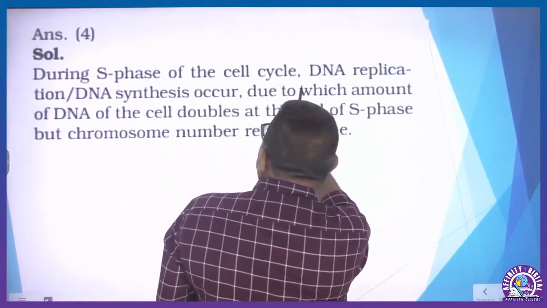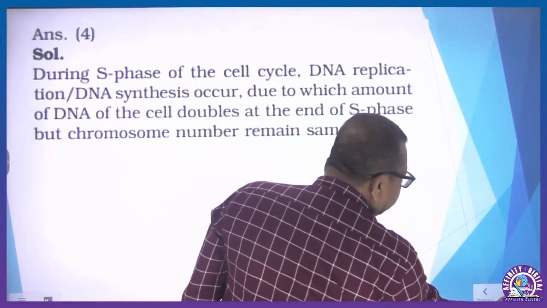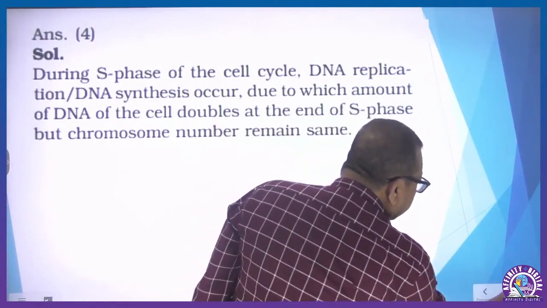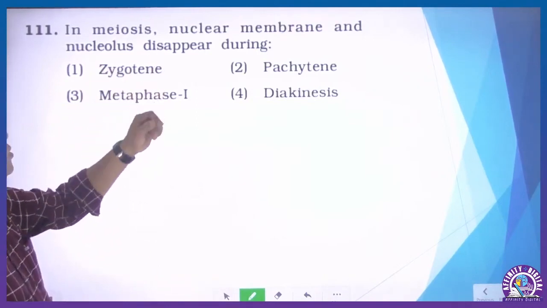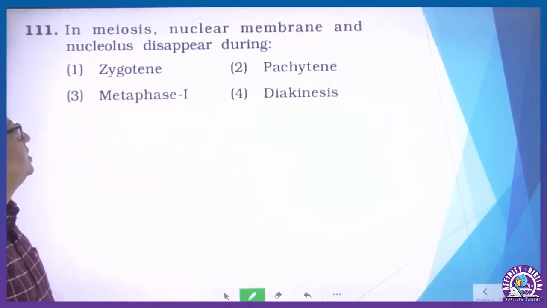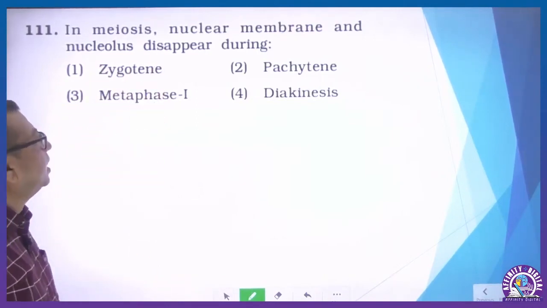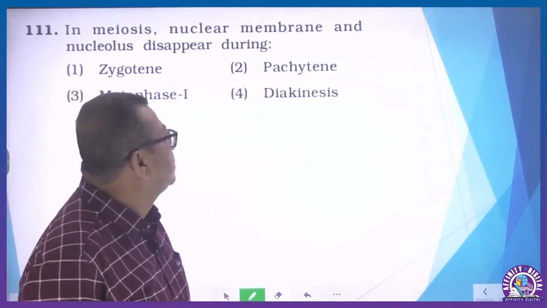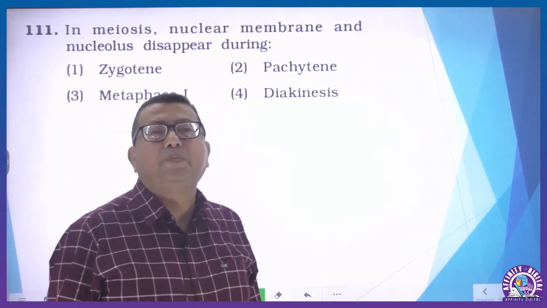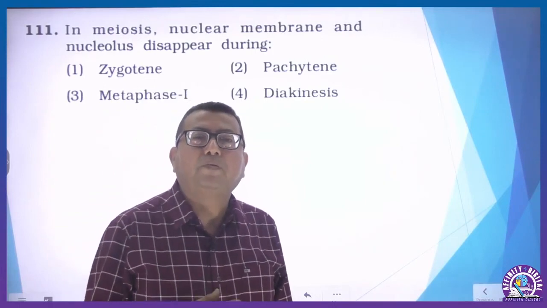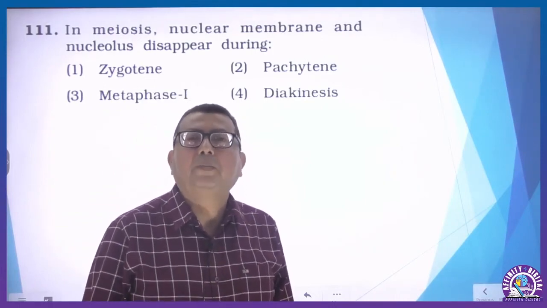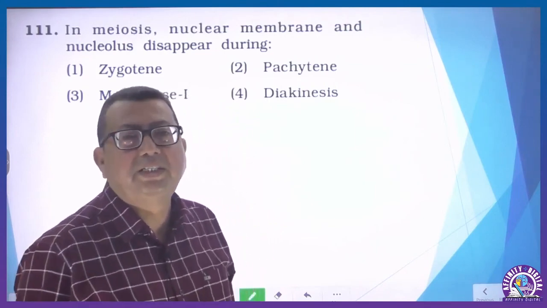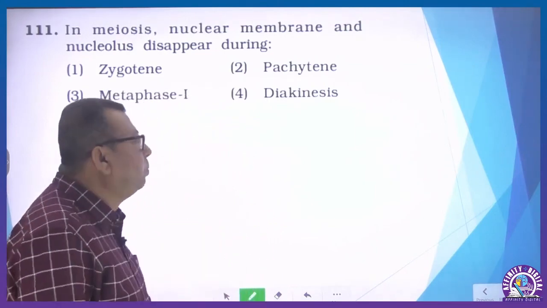During S phase, DNA replication occurs. So everything I have written, just go through later on about these solutions. Okay, moving on to the next question. In meiosis, nuclear membrane and nucleolus disappears during. See, in meiosis 1, nuclear membrane and nucleolus disappear in diakinesis of prophase 1. Again, in meiosis 2, nuclear envelope and nucleolus disintegrate and disappear during prophase 2 of meiosis 2.